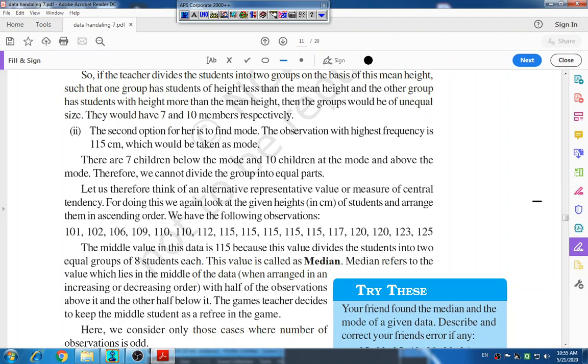What is the mean? Mean means the sum of total observations divided by the total number of observations, and we get the mean. What is mode?